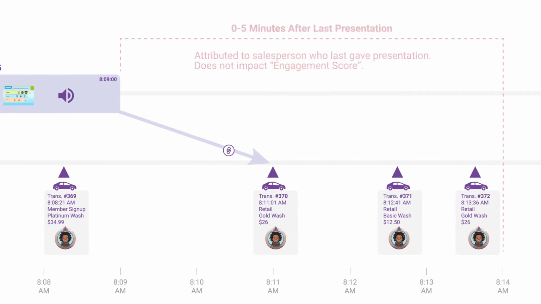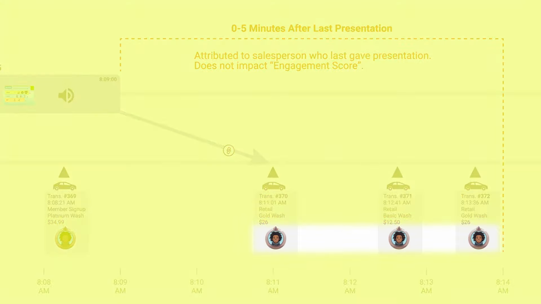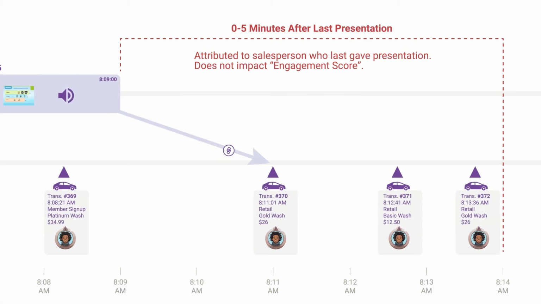Next, let's talk about attribution windows of when we're putting that name on the transactions. 0 to 5 minutes after we see a presentation end, we're still going to put the salesperson's name on those transactions. Perhaps they went to the restroom, they're helping somebody with a project, they just got pulled away temporarily. So we still put their name on those transactions.